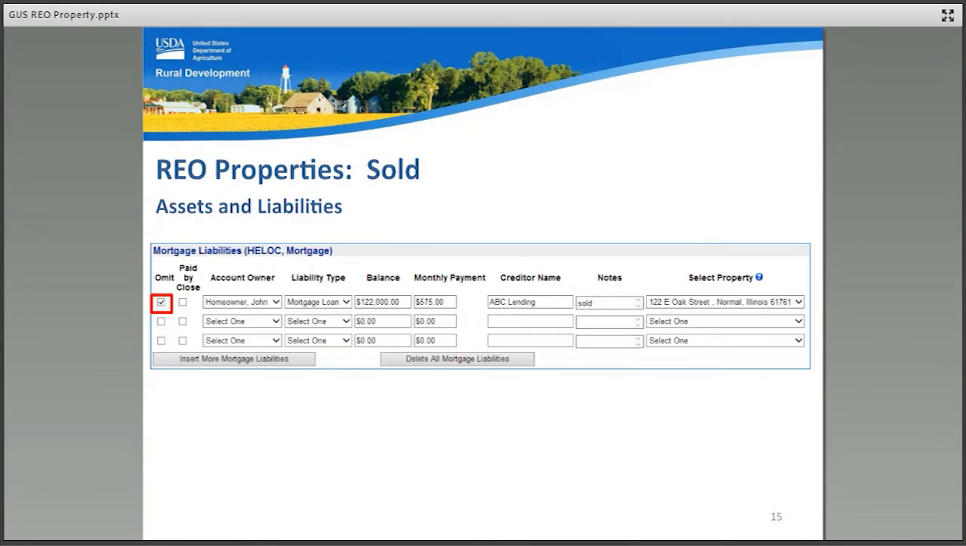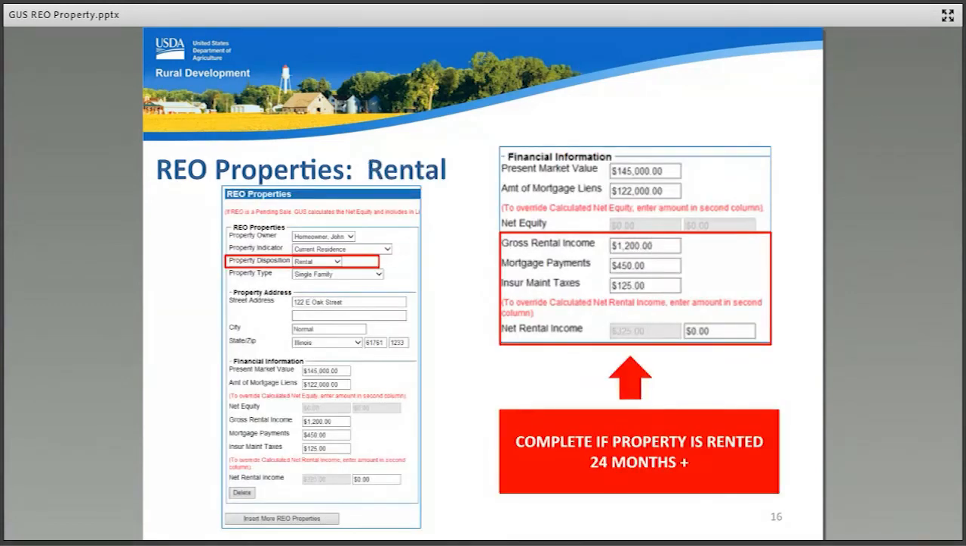The property is already sold. Therefore, any proceeds realized from the sale of the home may be reflected in a liquid checking or savings account. The corresponding mortgage liability may be omitted because the property is sold and the loan closing has already occurred. By selecting Omit, the monthly payment will not be included in the debt ratio calculations. The property address will be available under the Select Property drop-down box.